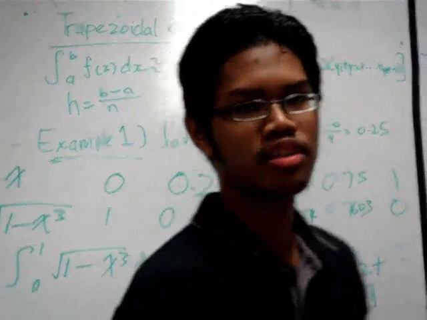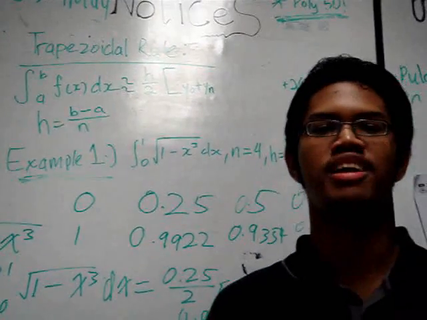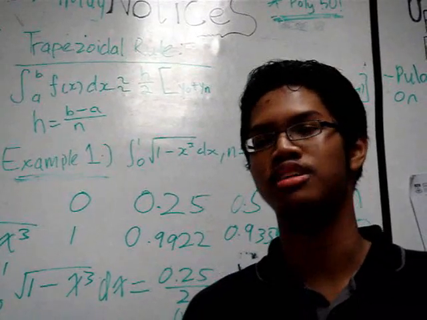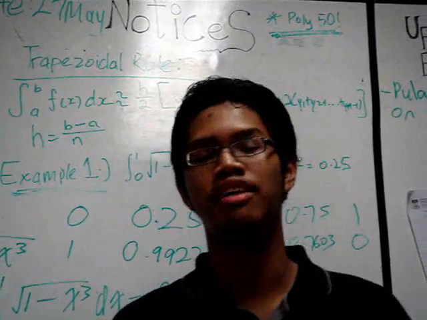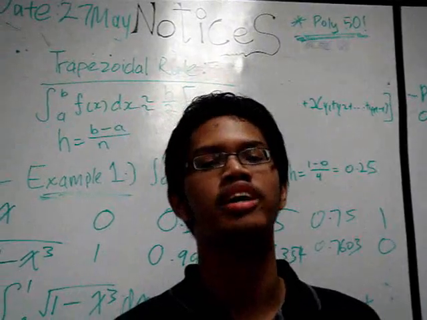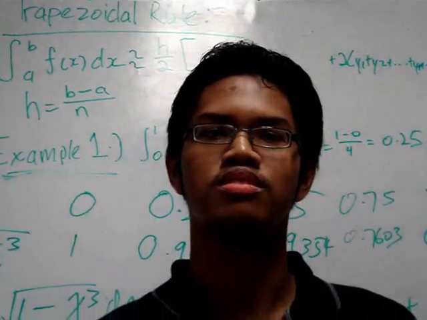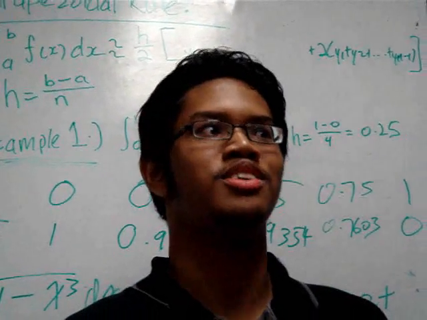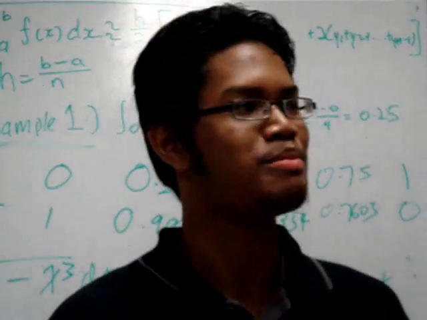The advantage of the trapezoidal rule is that n can be anything, even or odd number, but the disadvantage of the trapezoidal rule is that it's not very accurate. So that's what the trapezoidal rule is used for, and that's all for my presentation.